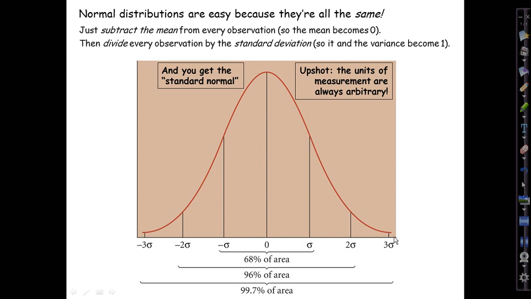And then by doing that, we always get distributions that have, well, 68% of the area roughly within 1 standard deviation of the mean, which is also ideally the mode, something like 96% within plus or minus 2 standard deviations, and 99.7 or so percent of all the observations within 3 standard deviations of the mean.